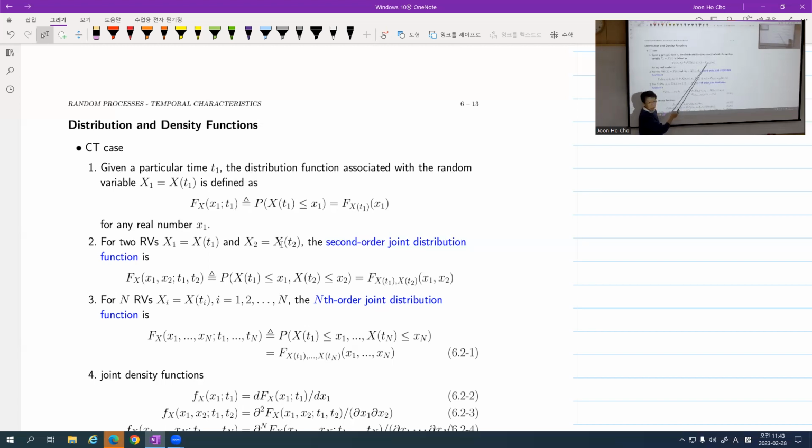And now this is simply the argument of the CDF of the random variable X of t1. And you know from your undergraduate course, the CDF is defined in this way: X of t1 is less than or equal to this lowercase x1. And that event's probability, right? Okay, listen and repeat. The probability of an event. Yeah, this is very important.